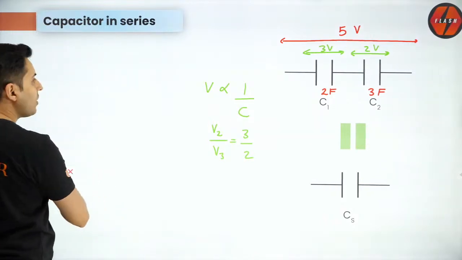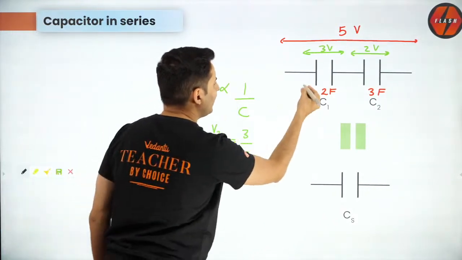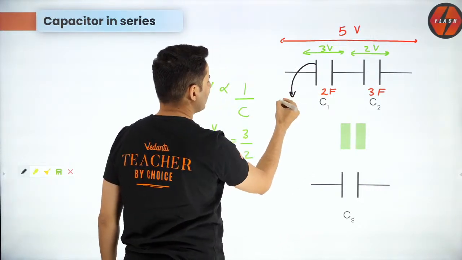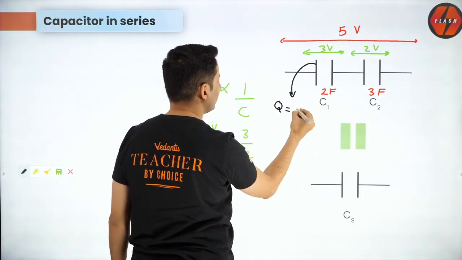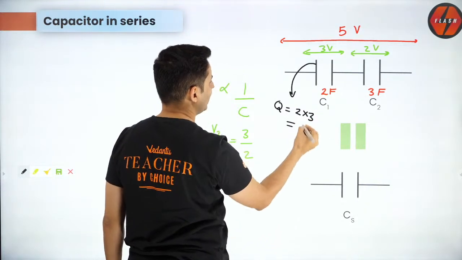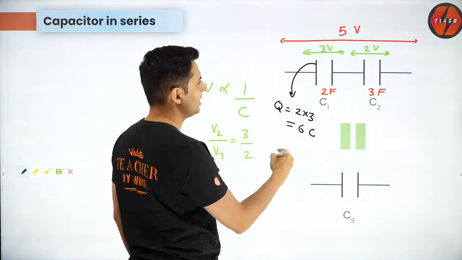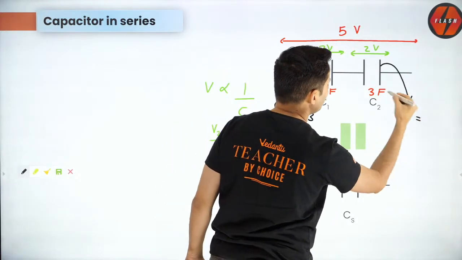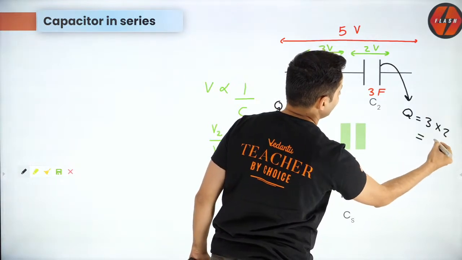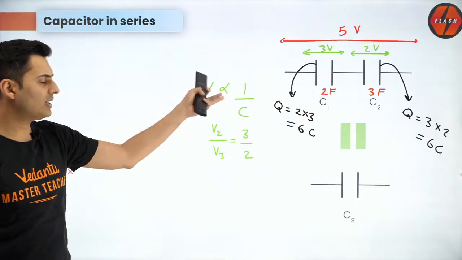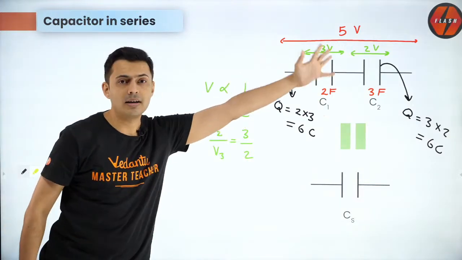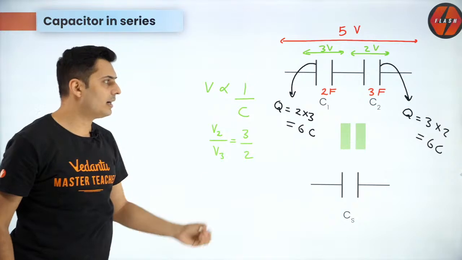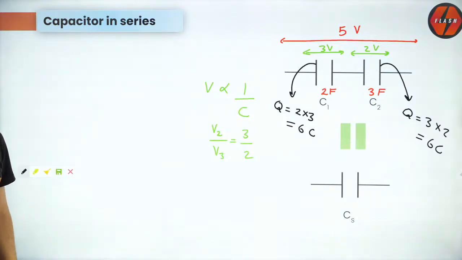Now, if somebody asks you, what is the charge on each capacitor? Well, that's very simple. The charge on this will be C into V, so 2 into 3, which is nothing but 6 coulombs of charge. And the same charge will also be there on this capacitor, C into V, which is again 6 coulombs of charge. So you can see the charges are the same, but the voltages are definitely different and they are inversely related to the capacitances. Yes, physics lover, it will be if capacitance is there in your ICSE syllabus.